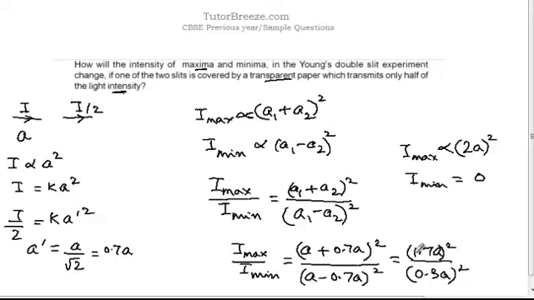So which means now, after placing the transparent paper, the intensity at the maxima gets reduced, whereas the intensity at the minima increases.